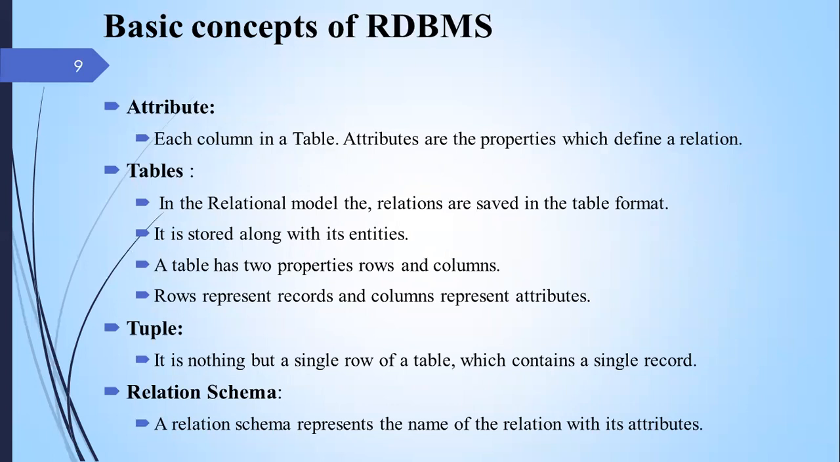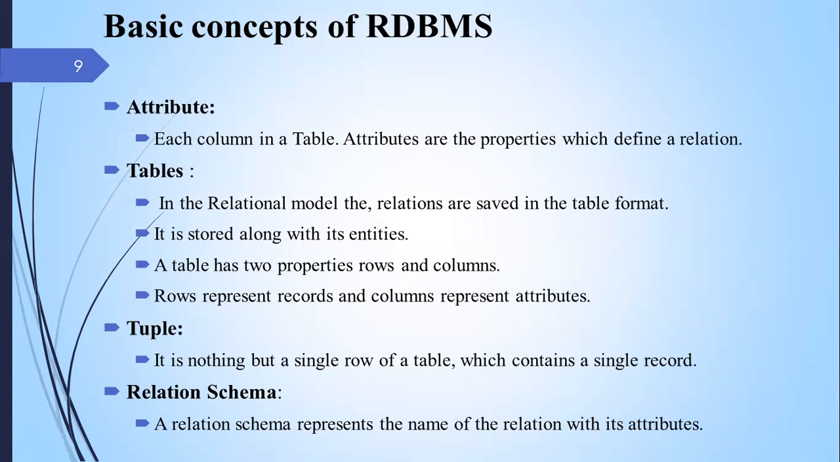Then attribute, as I already said, the columns are also called the attributes. Tables. We have shown that tables are used to store the information in the database. They have rows as well as columns, and are used to store the entities. Tuple. A tuple is nothing but a single row of a table which contains a single record. So a single record is called a tuple.